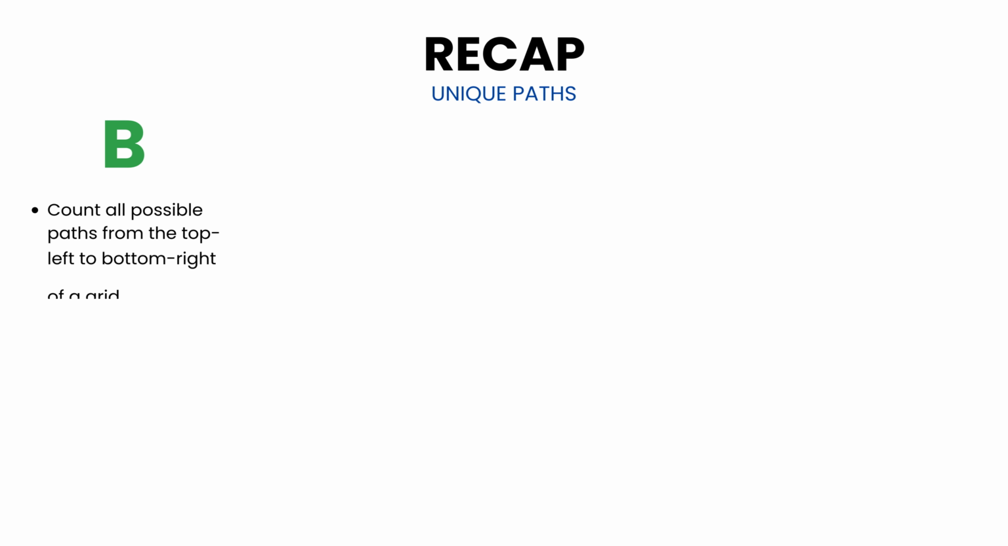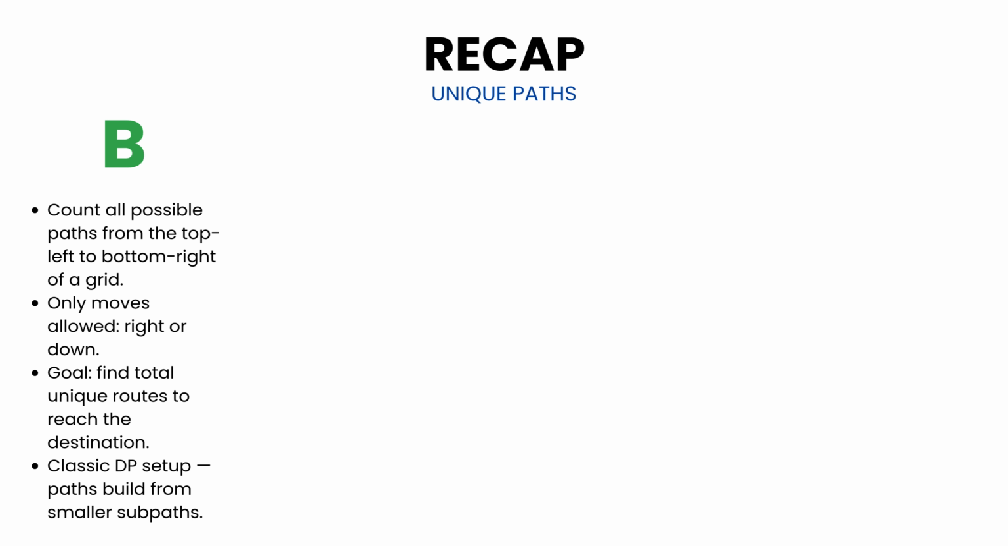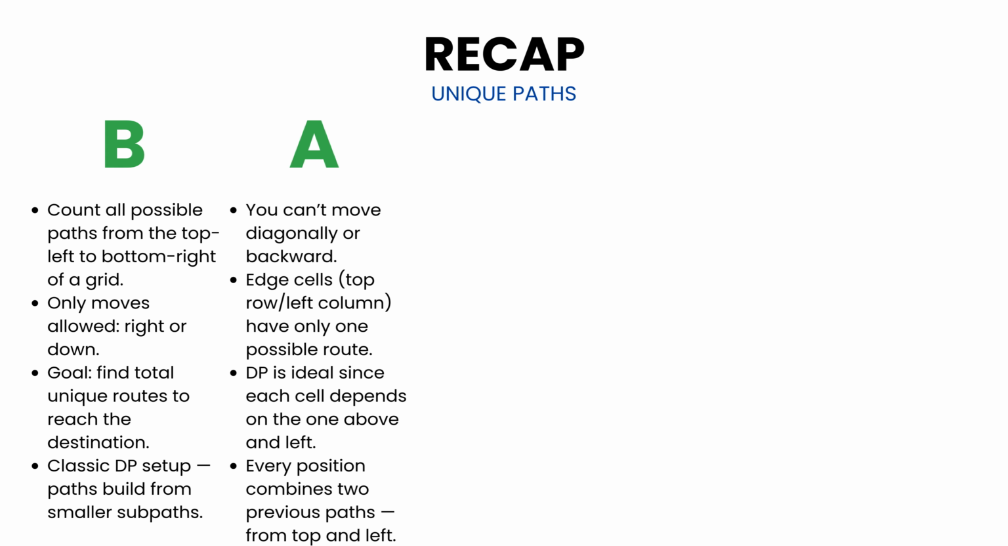Breakdown recap. Conceptually, the task is simple. Find how many ways a robot can travel from the top left to the bottom right corner of a grid, moving only right or down. Every path you count builds from these 2 possible moves, and our goal is to track them systematically. Approach recap. We realized brute force would explode in complexity, so dynamic programming was the smart approach. The key insight was that every cell's number of paths depends on just 2 previous cells, the one above it and the one to its left. Once we got that recurrence relation down, the problem became straightforward.